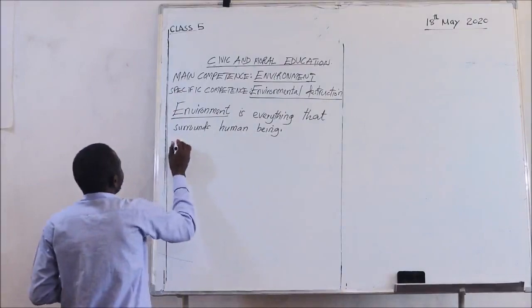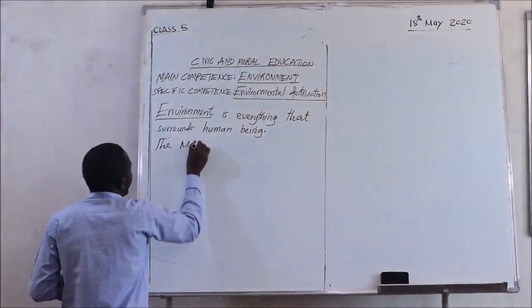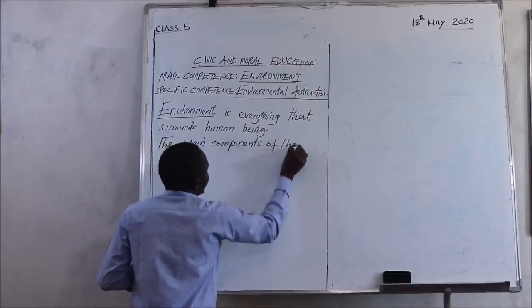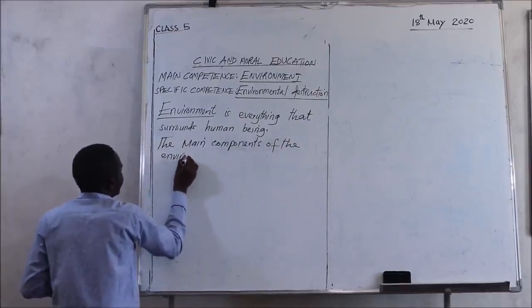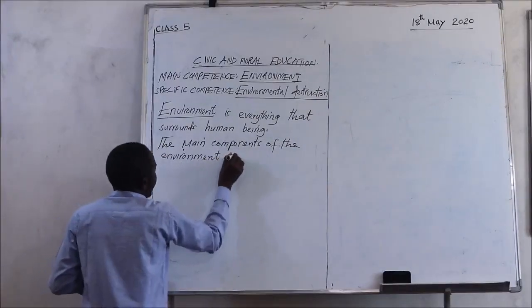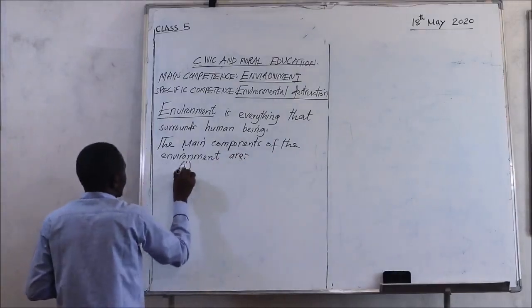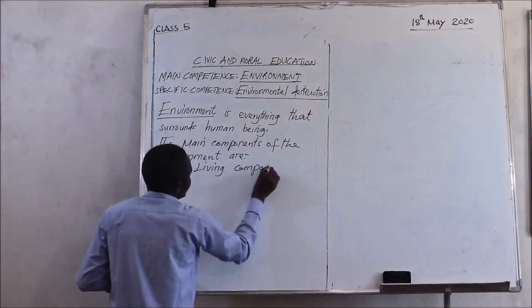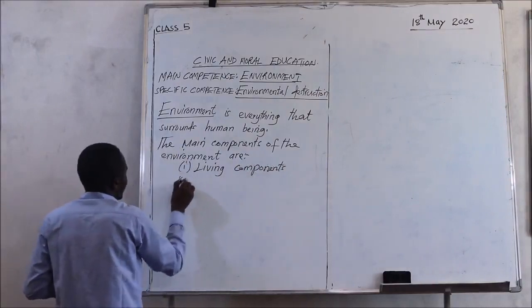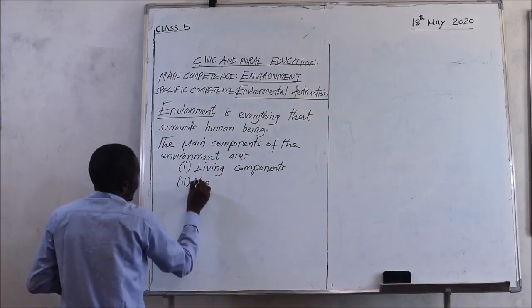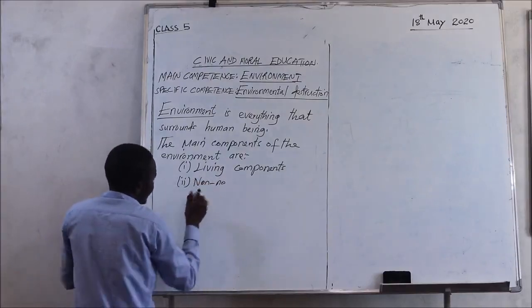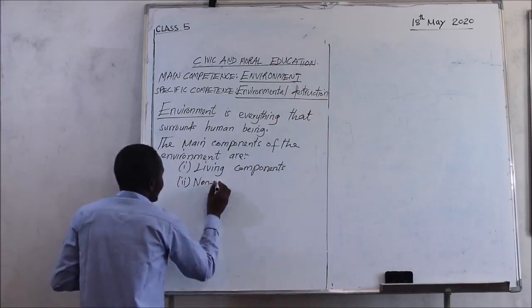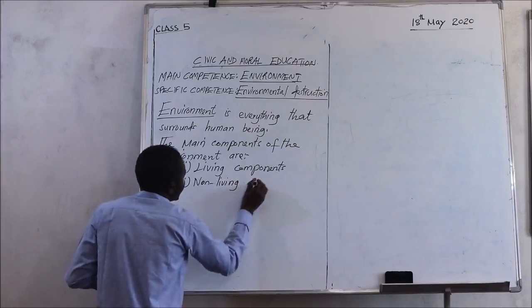The main components of the environment are: one, living component, and also another component of the environment are non-living component.